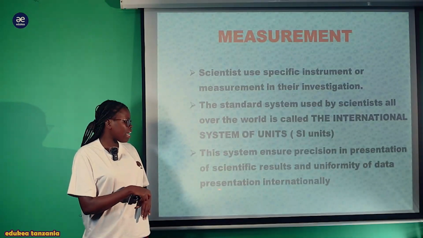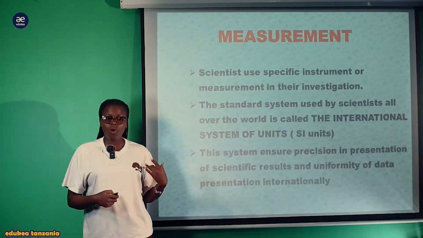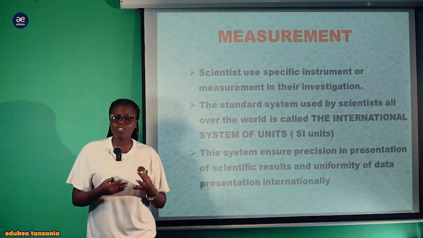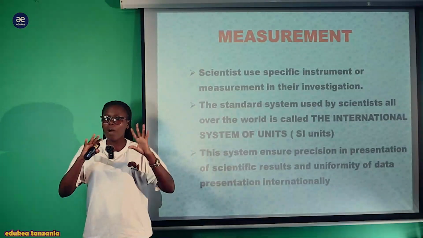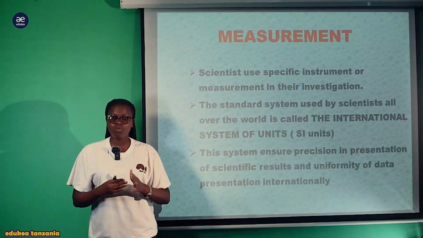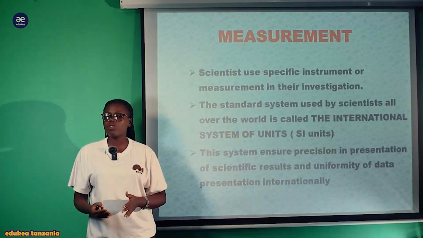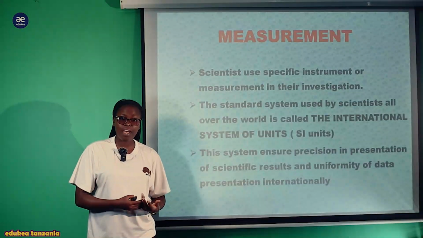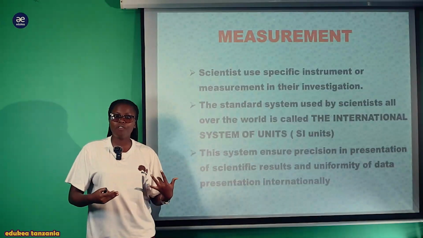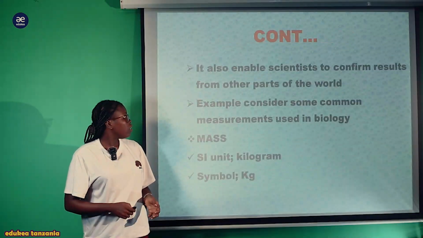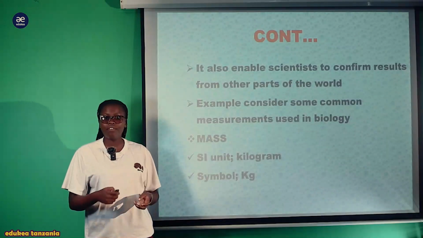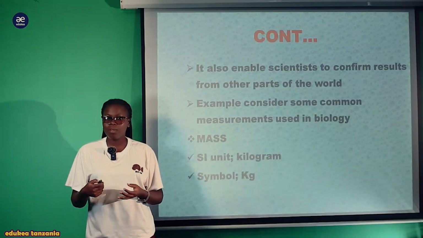Kwa kutumia hiki kizio tunajua kwamba kizio cha mass ni kilogram au kizio cha uzito ni gram. Kwa hiyo hapa inatumika worldwide, ulimwenguni kwa wanasayansi wote. Kama una represent mass ya kitu fulani utatumia kizio either cha kilogram au cha gram. Unaweza kutumia milligram kama kizio cha mass. Kwa hiyo hapa inaensure precision, the correctness of the result. And this enables scientists to confirm results from other parts of the world. Vilevile inaweza kusaidia wanasayansi kuthibitisha ukweli wa majibu all over the world, ulimwenguni kote.